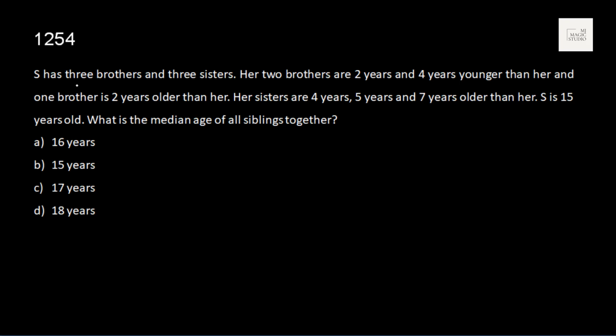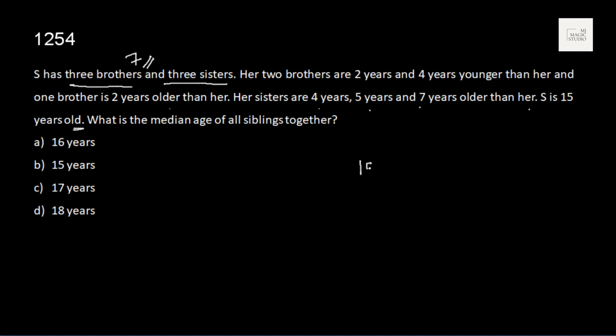S has 3 brothers and 3 sisters. That means there are 7 people. Her 2 brothers are 2 years and 4 years younger than her, and 1 brother is 2 years older. Her sisters are 4 years, 5 years and 7 years older than her. S is 15 years old.